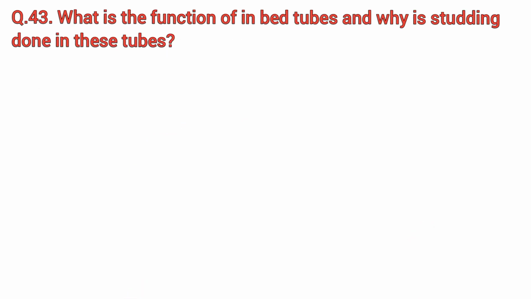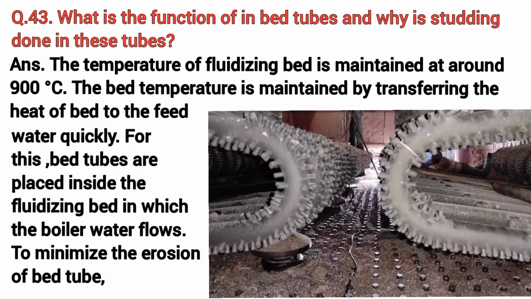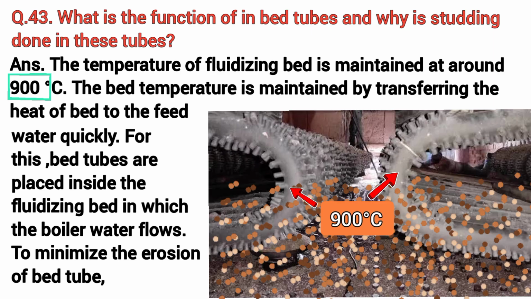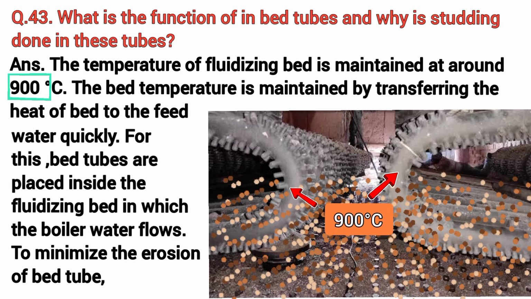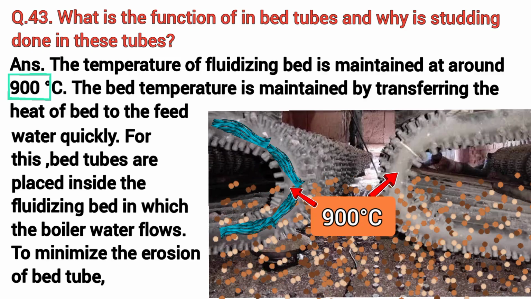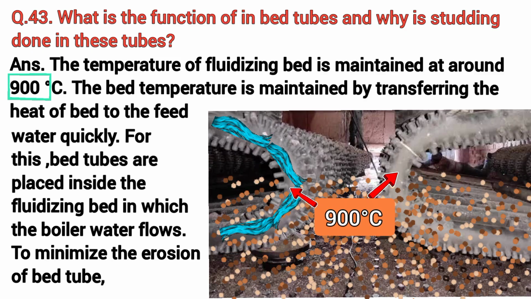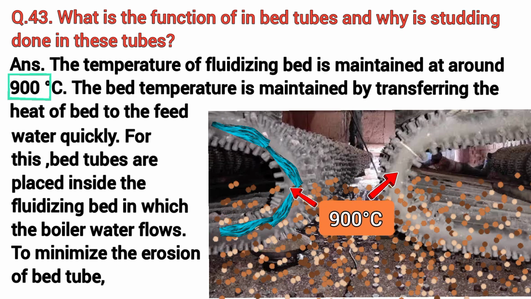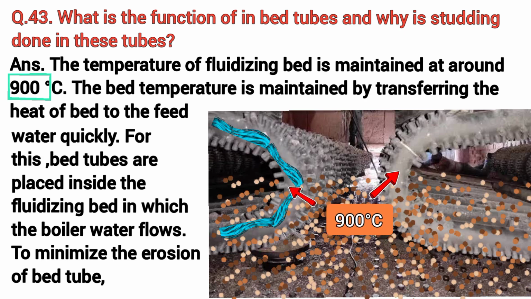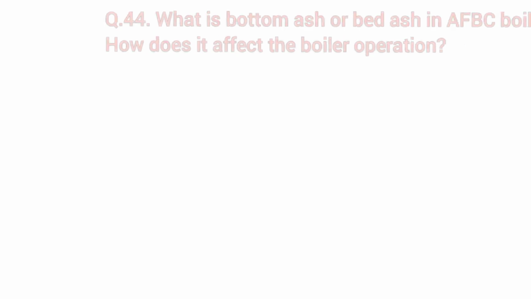What is the function of in-bed tubes and why is studding done in these tubes? The temperature of the fluidizing bed is maintained at around 900 degrees Celsius. The bed temperature is maintained by transferring the heat of the bed to the feed water quickly. For this, bed tubes are placed inside the fluidizing bed in which the boiler water flows. To minimize the erosion of bed tube, studding is made on the coil. Also, studding improves the heat transfer surface.